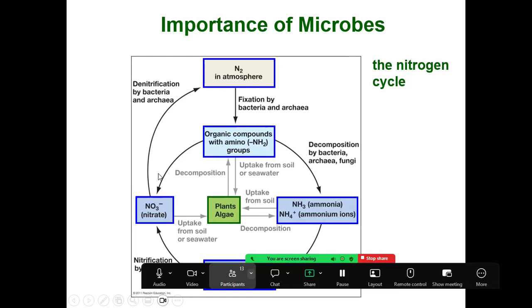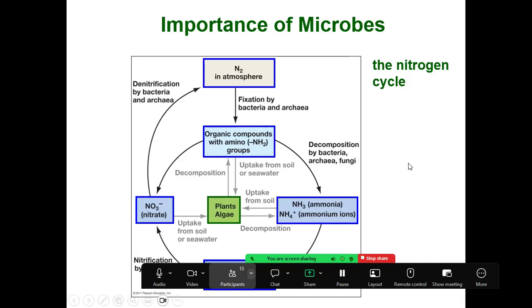Nitrate can be taken up from the soil or seawater in green plants, which then can make organic compounds again. But some of that nitrate can also be made by bacteria and archaea into nitrogen gas. And now we've finished the nitrogen cycle. It's now ended where we began. And then the nitrogen can once again be made into organic compounds by green plants and algae. Any questions about any of that?